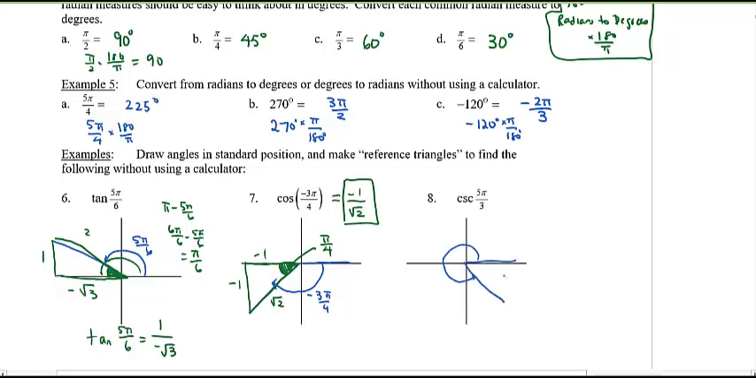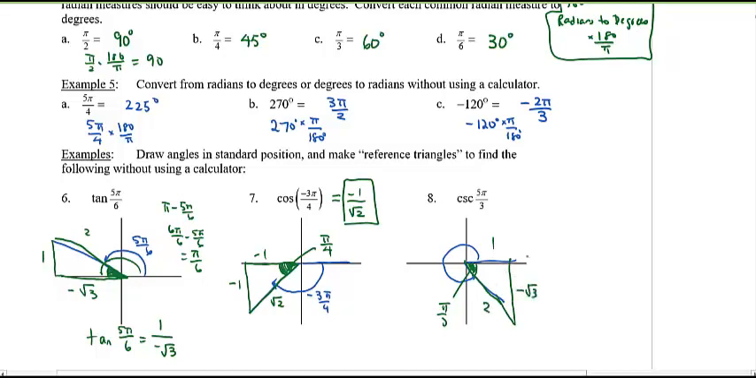Ding. In the 4th quadrant. Good. Which means my reference angle here is pi over 3. 1, 2, negative root 3.